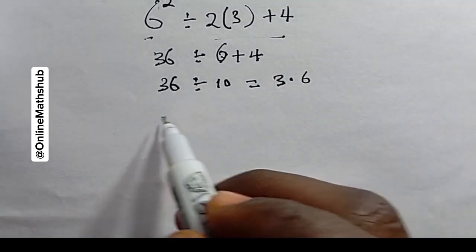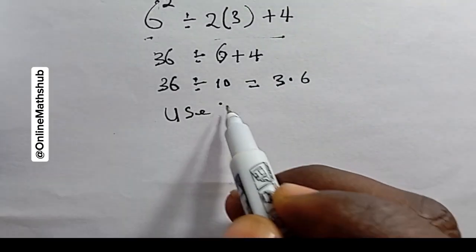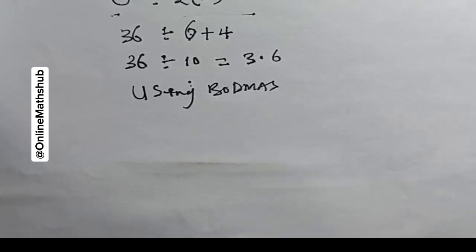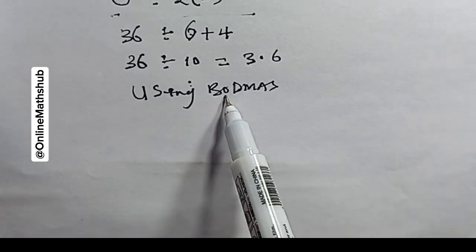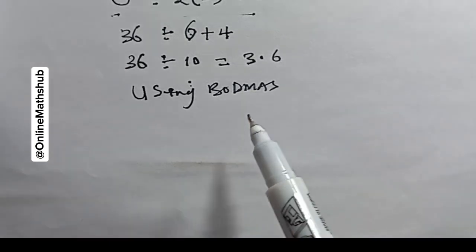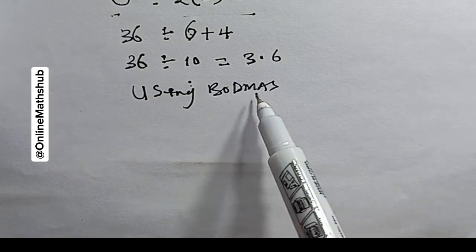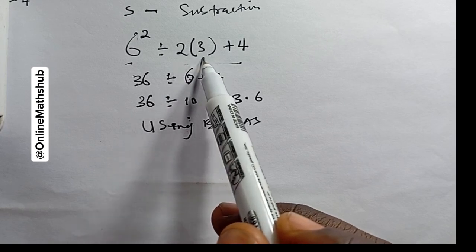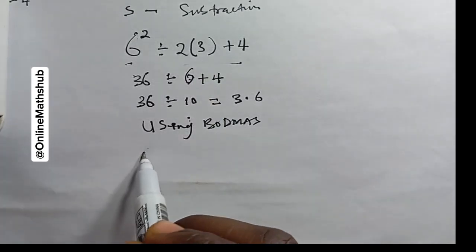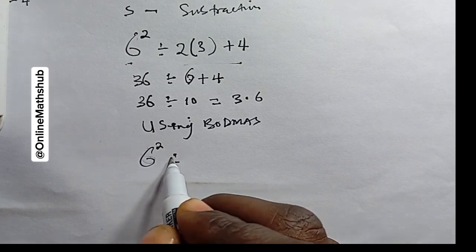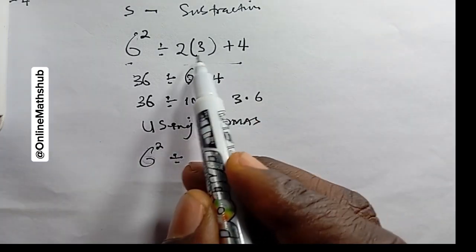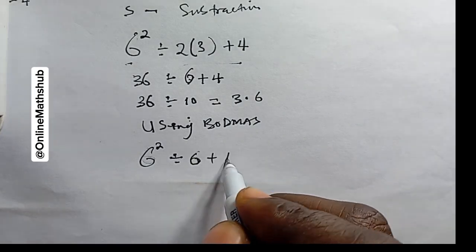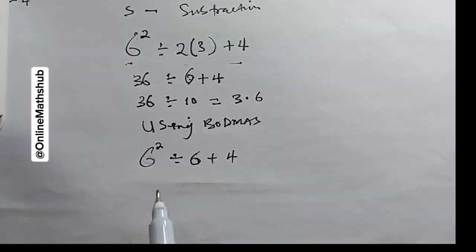But then if you want to make use of the rule of BODMAS, the first thing we're supposed to do is to simplify the bracket if it is contained in the question, and then afterwards we simplify the exponent, followed by division, multiplication, addition, and then subtraction. So you can see here that we have some bracket over here, so we can go ahead to simplify that. So we're going to be having 6 power 2, and then divided by, if we simplify this, 2 times 3, and that is equal to 6.